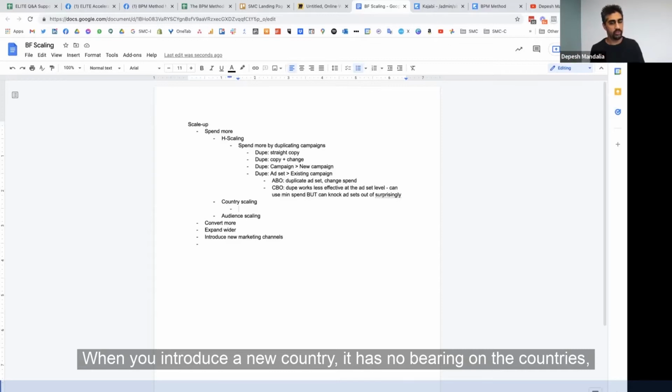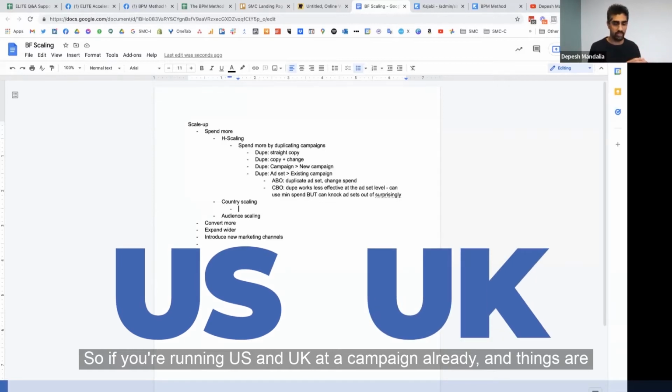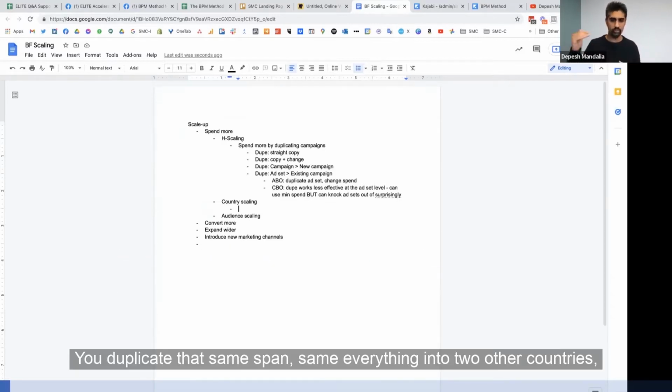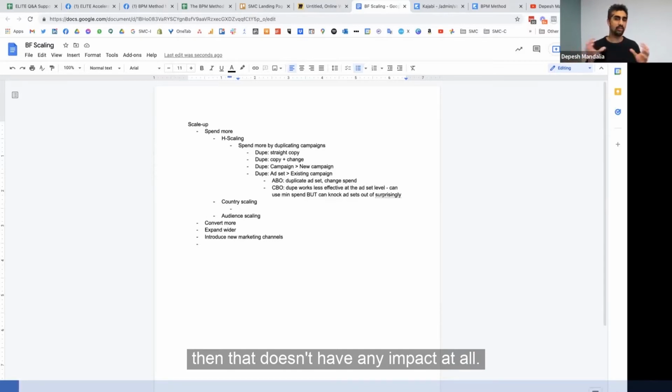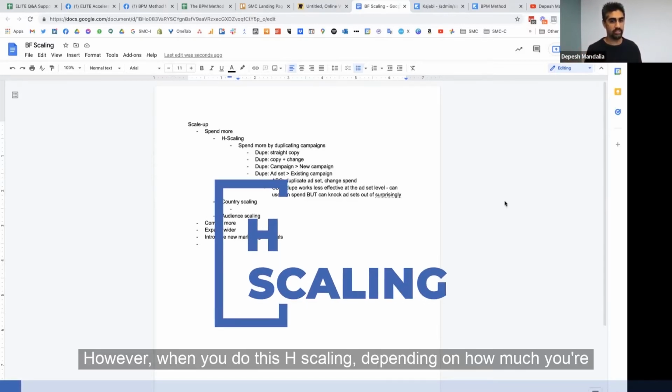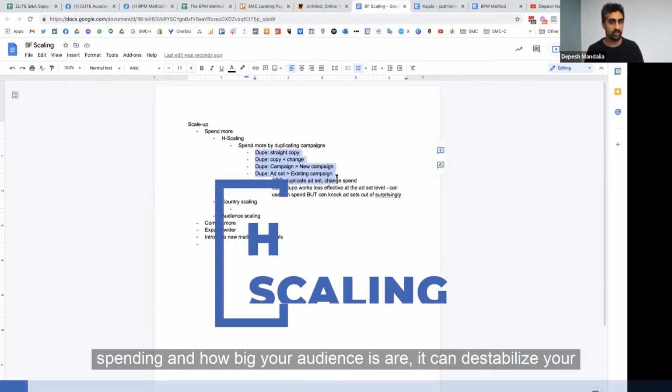When you introduce a new country, it has no bearing on the countries you're already running. So if you're running US and UK in a campaign already and things are going well, you duplicate that same spend, same everything into 2 other countries, let's say Canada and Australia, then that doesn't have any impact at all. However, when you do this H scaling, depending on how much you're spending and how big your audiences are, it can destabilize your account performance.